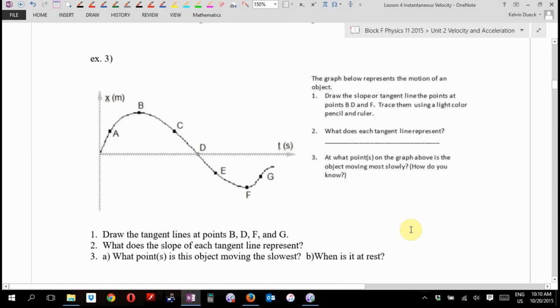So, now let's go to curves. The graph below represents the motion of an object. Before we get into answering the questions, let's just talk about what's going on here. It looks like, don't write this down, I'm going to muck this up. What direction is it traveling to begin with, forwards or backwards?